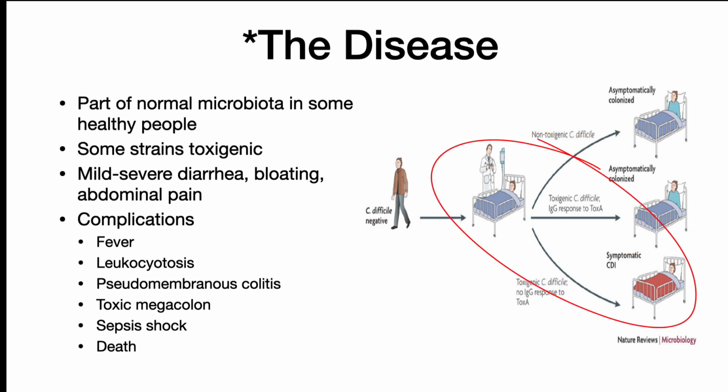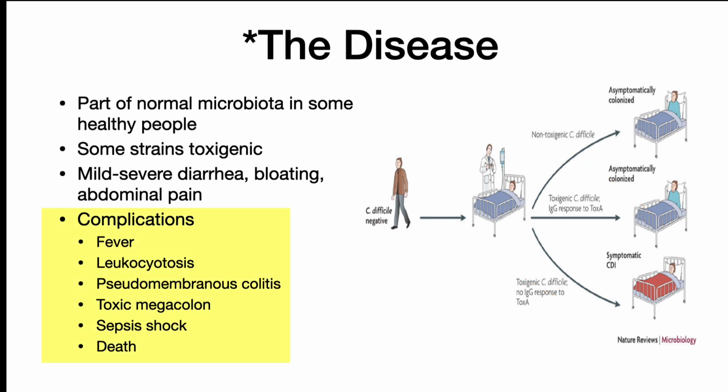C. diff pathogenesis occurs, including fever, leukocytosis, which means high white blood cell count, pseudomembranous colitis, which is inflammation of the colon caused by C. difficile, and toxic megacolon, which is a large dilation of the colon causing bulging. You can also have septic shock, which just means spreading into the system, the bloodstream, and death.